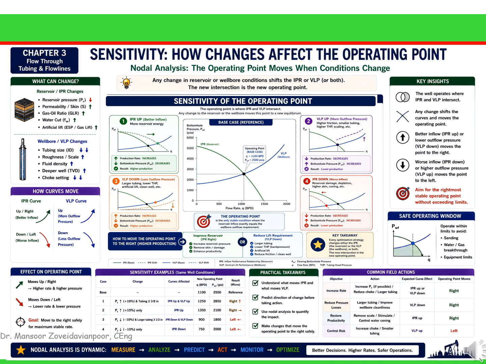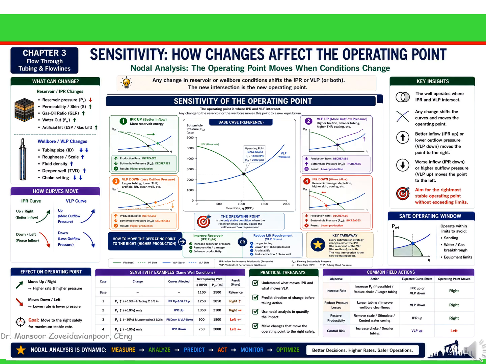This is why optimization is a scientific process, not trial and error. Before changing the well, engineers test dozens of scenarios in a simulator, compare the movement of the operating point, estimate the production gain, and weigh it against cost and operational risk. Only then is the best option selected for field implementation.